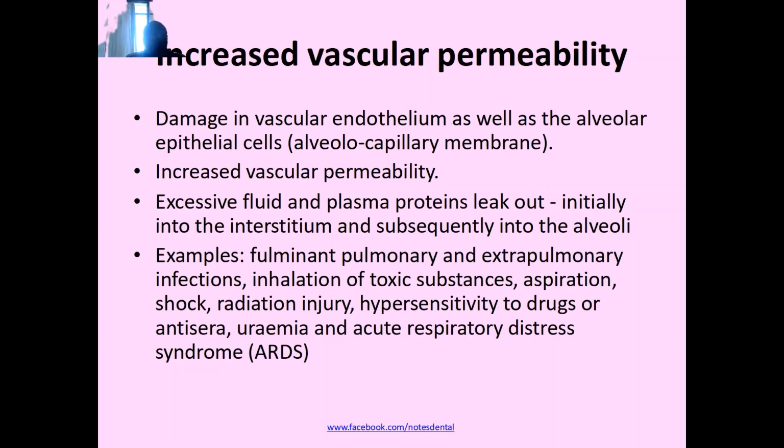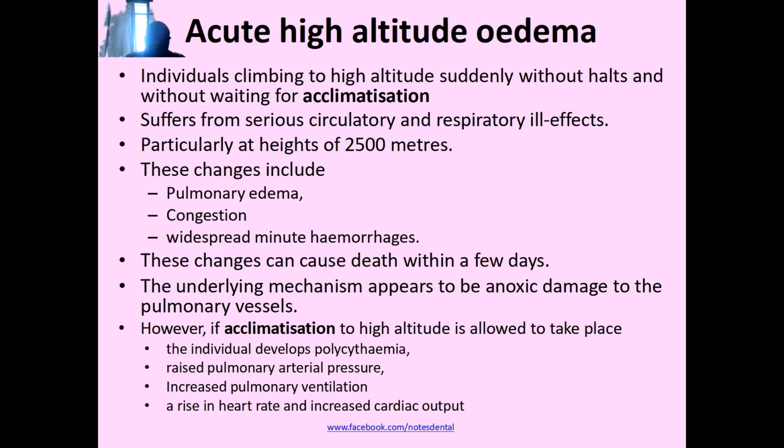So, increased vascular permeability results from damage to the vascular endothelium as well as the alveolar epithelium. Excessive fluid and plasma proteins leak out initially into the interstitium and subsequently into the alveolar spaces. Examples are fulminant pulmonary and extrapulmonary infections, inhalation of toxic substances, aspiration, shock, radiation injuries, hypersensitivity to drugs, uremia and acute respiratory distress syndrome.